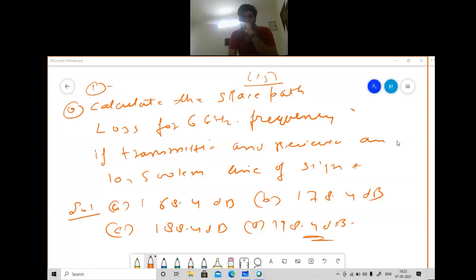Option C, Avantika, Charu. Avantika has told option C. Charu has also told option C. So I'll write here Avantika and Charu. 188.4 dB. Okay, Avantika and Charu have given option C.